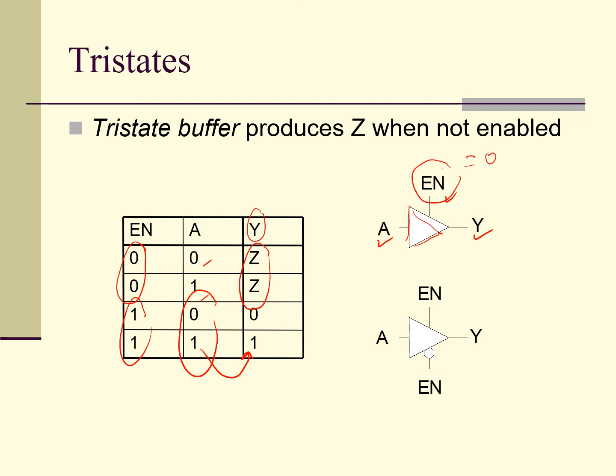And we actually need these two conditions, the floating state, to save or conserve power in some circuits. And another way to draw the symbol for a three-state buffer is this way.